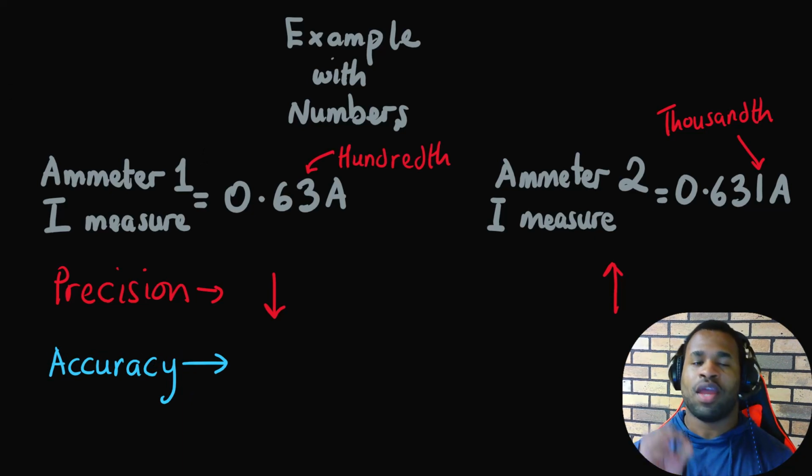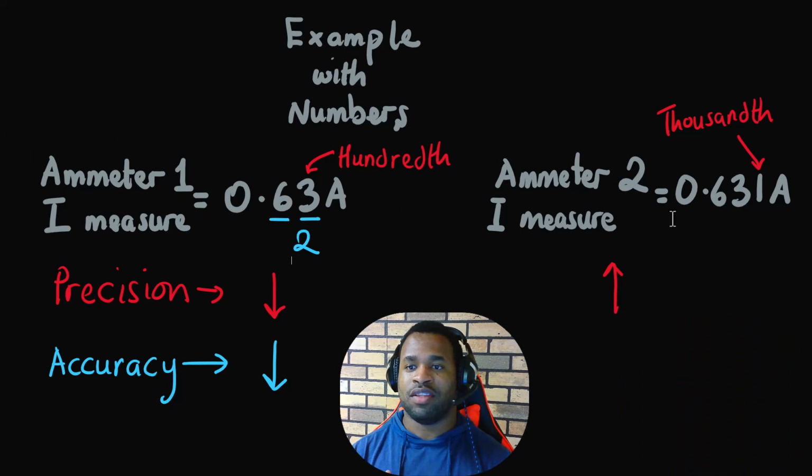Also, in terms of accuracy, the first one has a lower accuracy because the number of significant digits is just 2. However, for the second ammeter measurement, its significant digits are what? 1, 2, 3. It has 3, which implies that ammeter 2 will have a higher accuracy and also a higher precision compared to ammeter 1, which has a lower precision and accuracy.